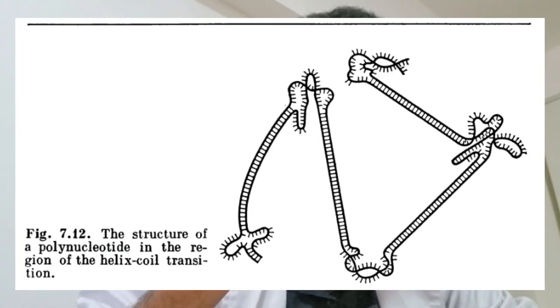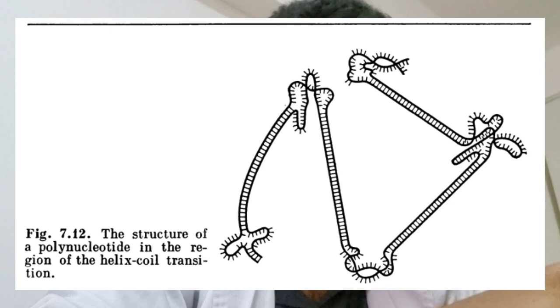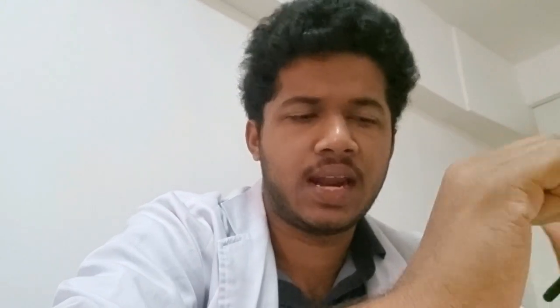For example, in this figure, the structure of the polynucleotide region of the double helix coil transition is explained. So that's all about the hydrogen bond in the double helix DNA coil or double stranded RNA. Now I also explain another small topic, which is the thermodynamics in the double helix.